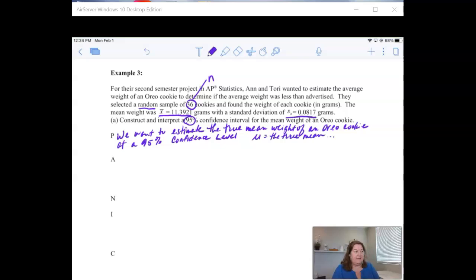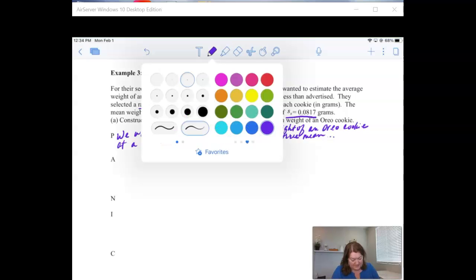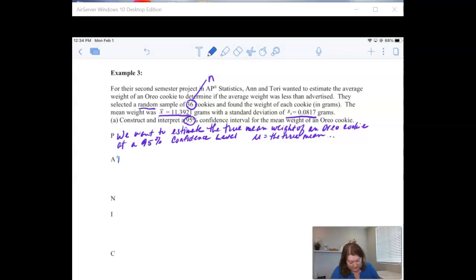Okay, all right, the next part is going to be checking our assumptions. So remember, there are still 3 of them. So number 1, we're going to look for, was it random? Okay, and on the last test, I noticed a lot of people were checking for random and just writing a check mark. We're going to say it was stated in the problem. Stated in the problem. I don't know what a check mark is as a grader. What does that mean? I got to say what it means. Stated in the problem, so we're good.